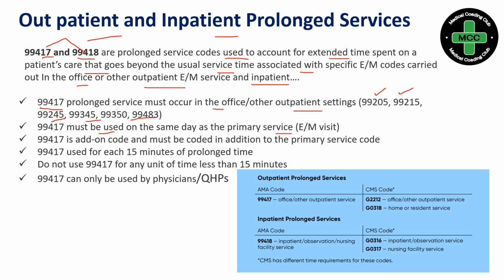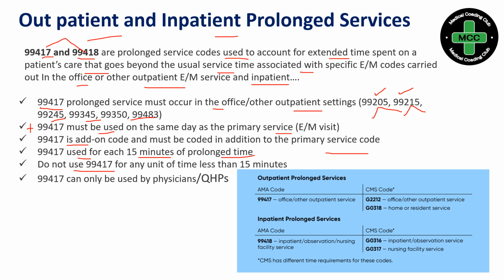With the primary service you can utilize add-on code 99417 if you are meeting an additional 15 minutes. And as I said, 99417 is an add-on code and must be coded in addition to the primary service code. As it is an add-on code, it should be billed with the level 5. 99417 is used for 15 minutes of prolonged time.